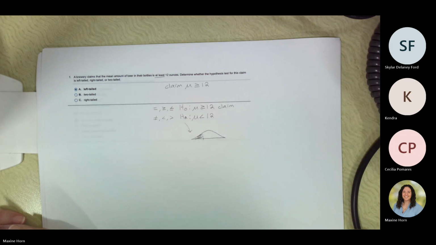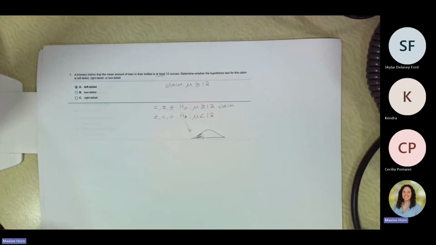Okay. So, like I said, a lot of steps in these problems. The more you do it, the easier it becomes. Okay. All right.